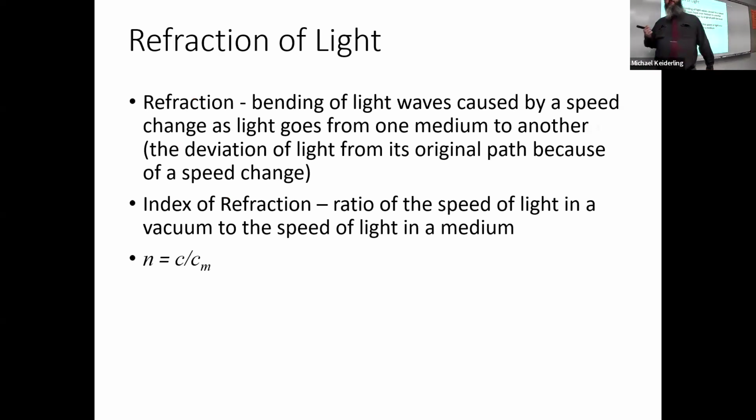Refraction is the bending of light waves caused by a speed change as light goes from one medium to another. So this is the deviation of light from its original path because of a speed change. The index of refraction is a measure of how much light will bend. And it is the ratio of the speed of light in a vacuum to the speed of light in the medium.